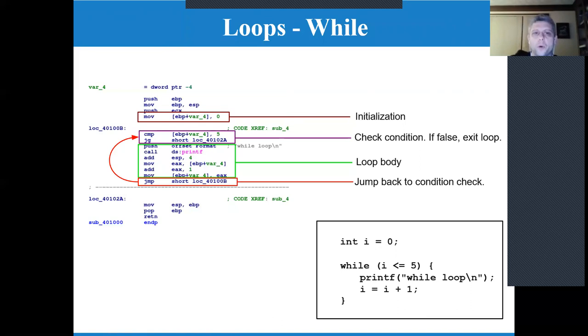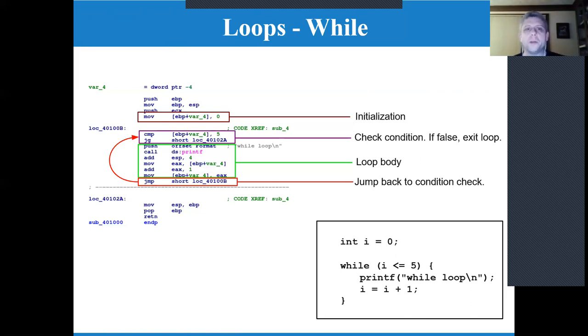Now, one thing I wanted to point out is you see here where it says EBP plus var four. The EBP plus var four is just a way that IDA Pro will modify things. Instead of seeing EBP plus eight, IDA Pro automatically knows that we're dealing with a local variable, and so it goes in and modifies that just to say that it's a var four, just to make things a little bit easier for you. But here we have the initialization at the very top of the iterator.